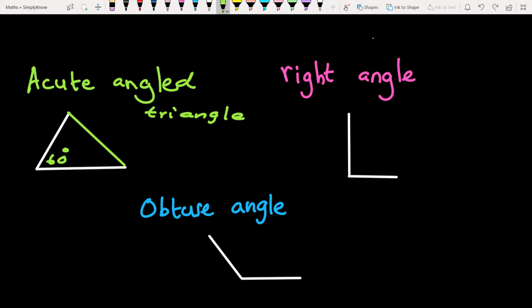Now this angle is 60 degrees. It is already an acute angle. The other two angles are also acute angles. Let's say this is 50 degrees and this is 70 degrees. So all the angles are less than 90 degrees.